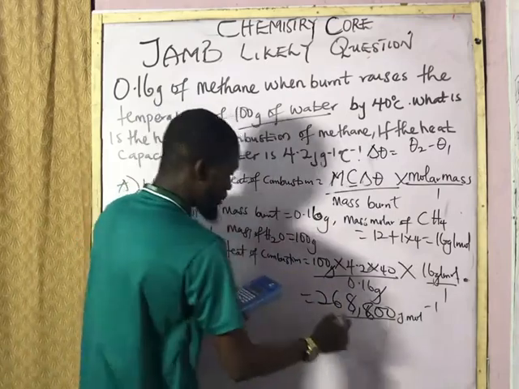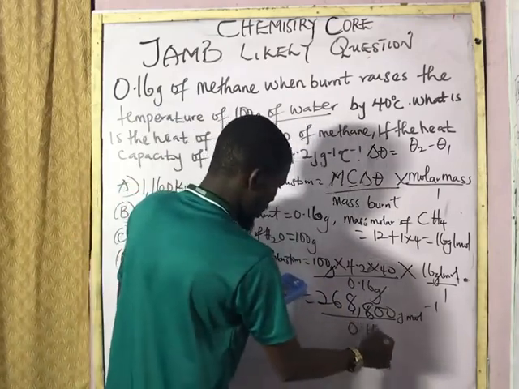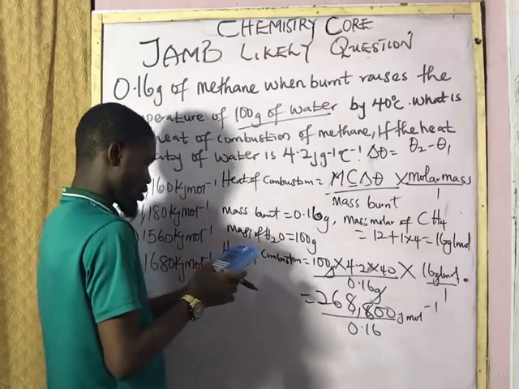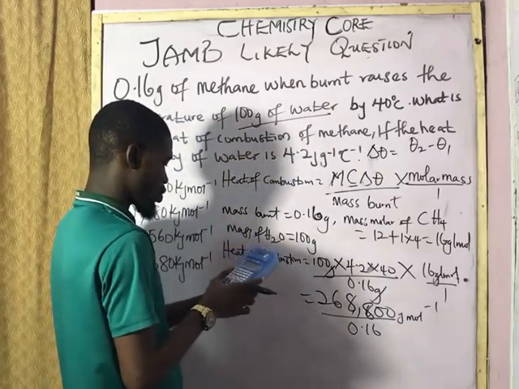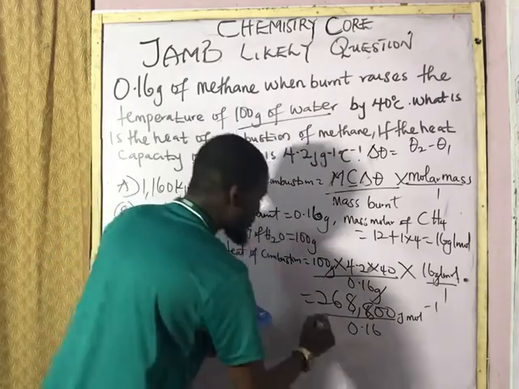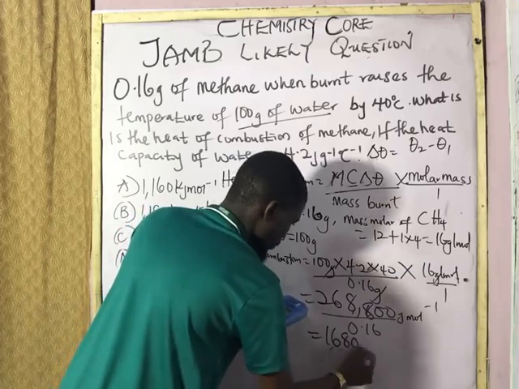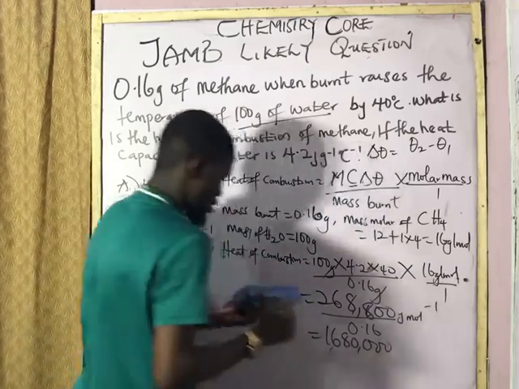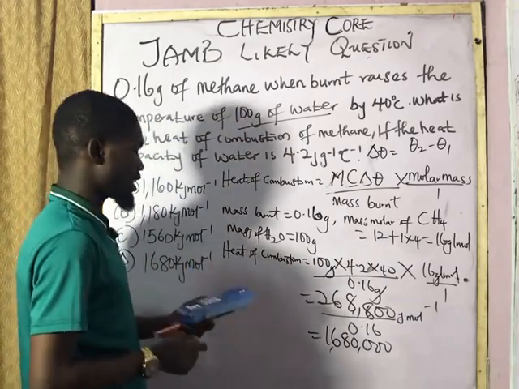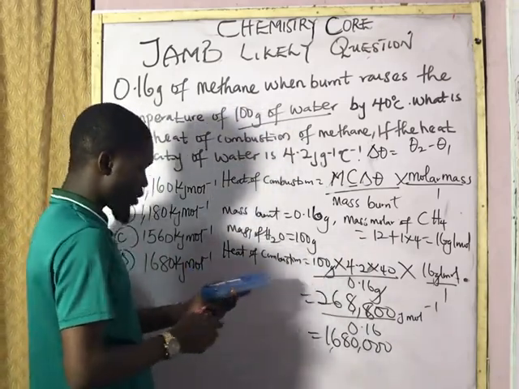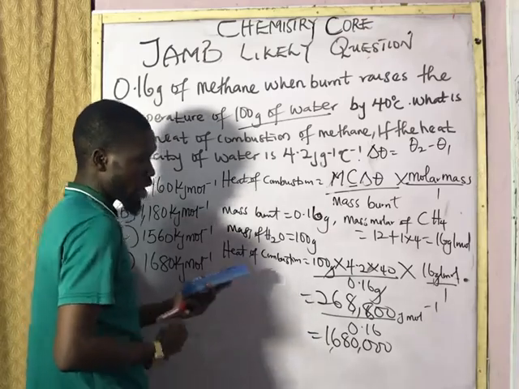That is divided by 0.16. So we have 1,680,000.